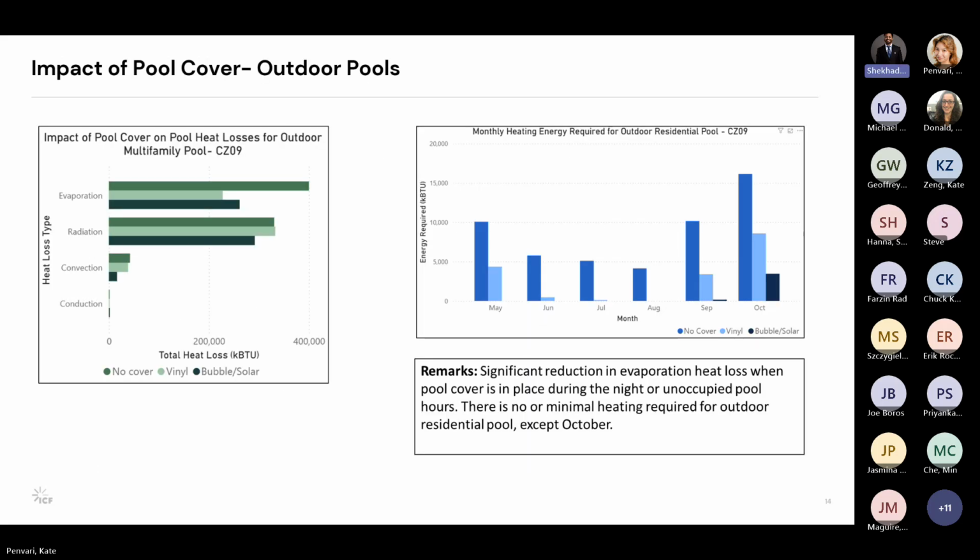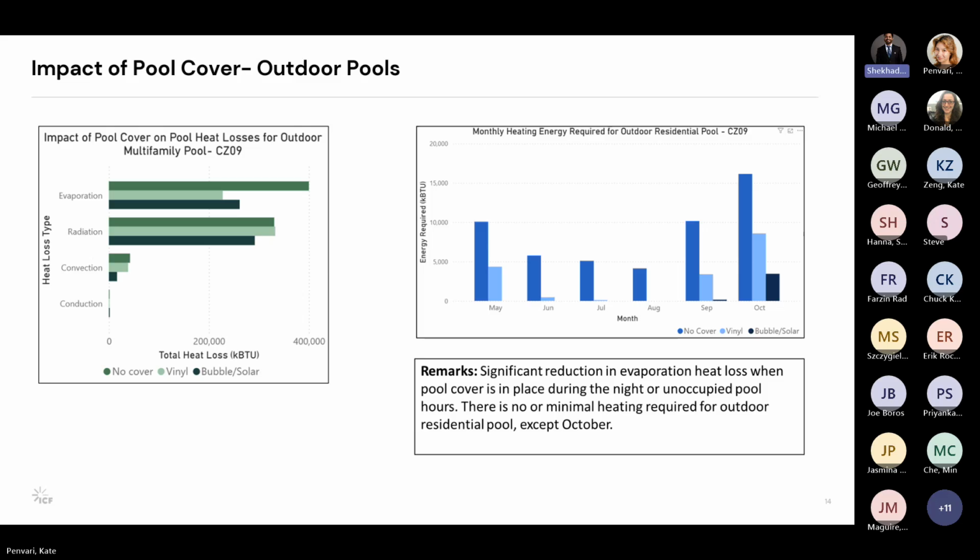So first of all, let's talk about the impact of pool cover on total heat losses in an outdoor pool. The first plot demonstrates that the evaporation heat loss is the main contributor, as indicated in the literature review, and it also shows that there is significant reduction in evaporation heat loss when the pool cover is on, and this is in comparison with other types of heat losses.